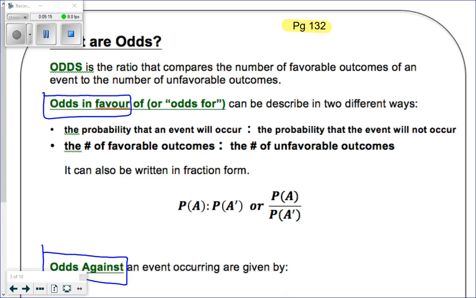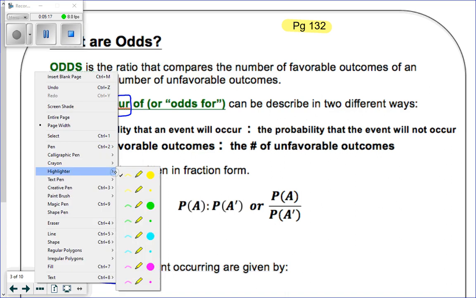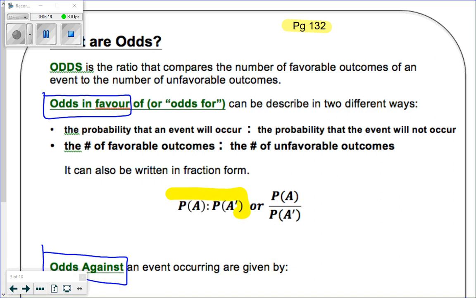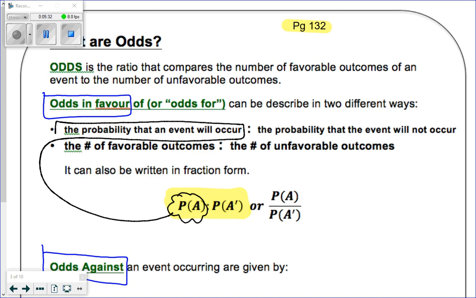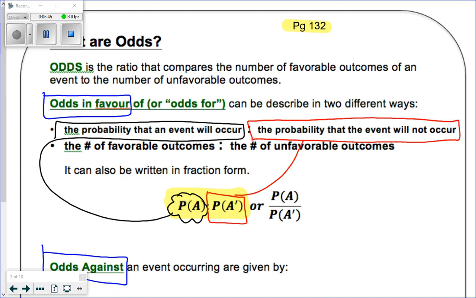Normally on the diploma, they write the odds as a ratio, like that. This one right here, the probability of A, is the probability that the event will occur, so it's in favor of. And the second number that you see is the probability that the event will not occur.